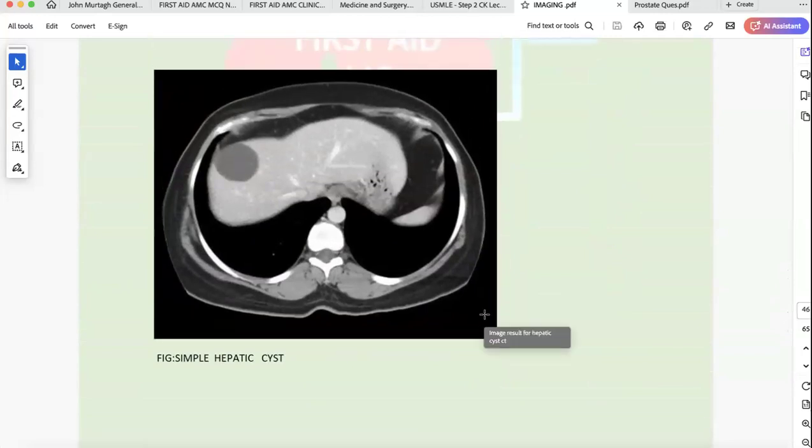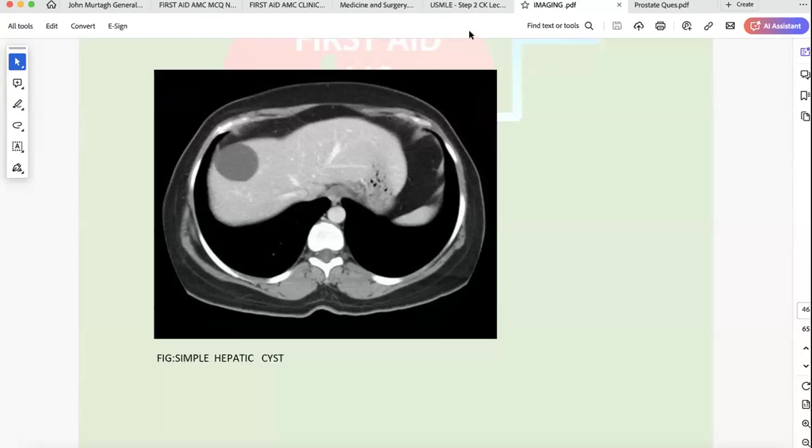Before we go to hepatocellular cancer, let's first know what is simple hepatic cyst, because that also comes in exam. Sometimes they give you a patient having a bit of abdominal discomfort or maybe totally asymptomatic, and they will give you the CT scan and ask you what is the diagnosis.